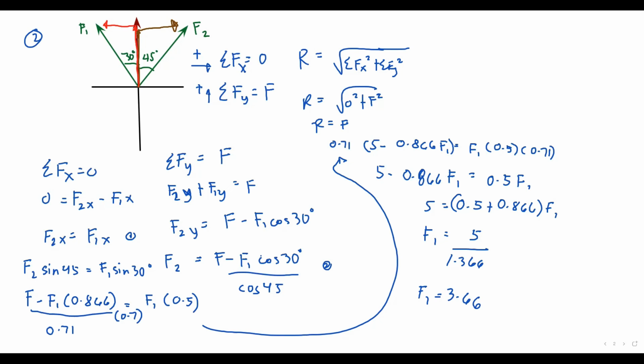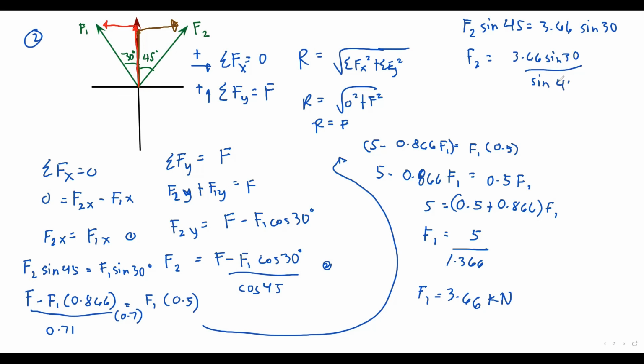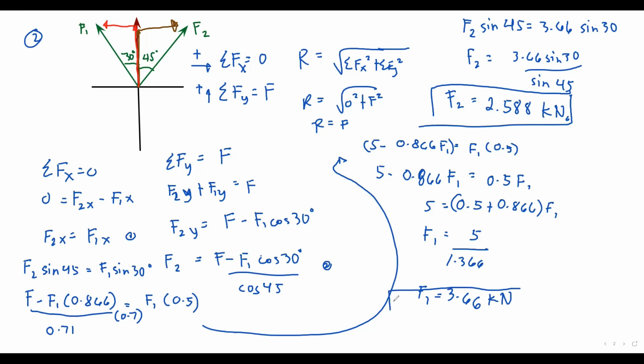Okay, 3.66 kilonewton. So we have F1, and then solve lang natin siya dito. So magiging F2 sine 45. Magka-cancel out lang yung multiply natin both sides. Okay, so F2 sine 45 is equals to 3.66 sine 30. Okay, so F2 is equals to 3.66 sine 30 all over sine 45. So yeah, 2.588. So 2.588 kilonewton. So ayan yung final answer natin. Pero still, bonus to. Okay? Just for the sake. So ayan.